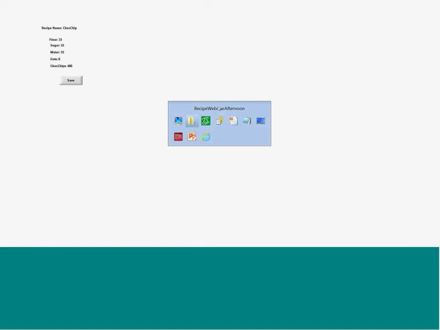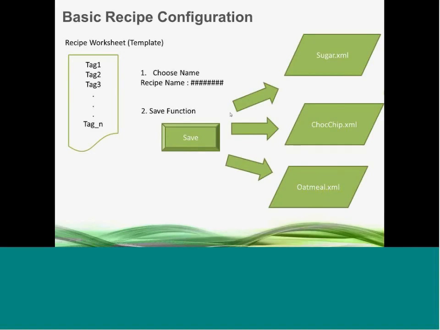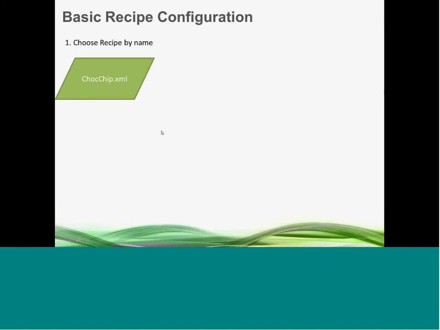So at this point, now I'm going to flip back to the PowerPoint. I've created this interface and done this step. I've used the save button, typed in a name, and saved all three of those different files. Now we're going to go to the other end of this. We're going to be able to choose a recipe by name. We're going to type that in that recipe field. And then we're going to use the load function. And I'll show you how to use that next.